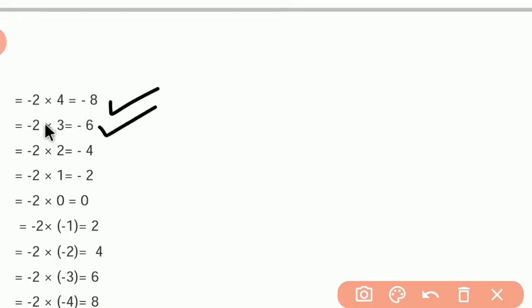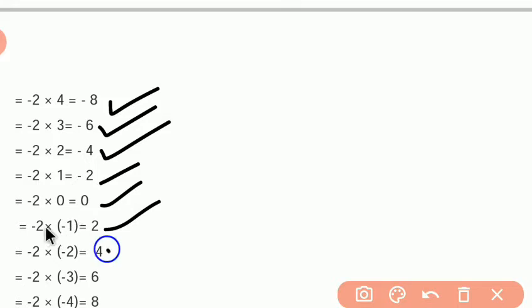Then by 3. So -2 into 3 is -6. Then after 3, 2. -2 into 2 is -4. Then by 1, -2 into 1 is -2. After 1 we know that 0 will come. So -2 into 0 is 0. After 0 we have to multiply with negative integers. So -2 into -1. So 2 ones are 2 and minus into minus is plus. So the answer will be +2.